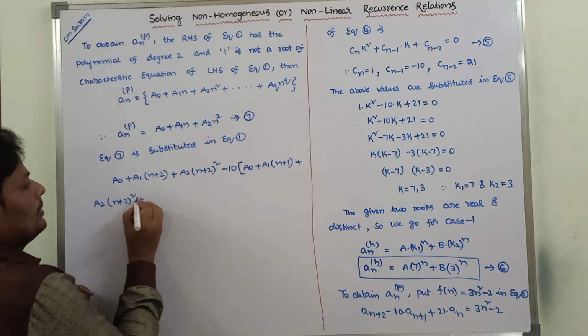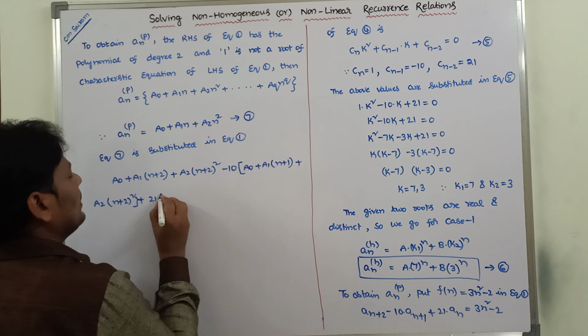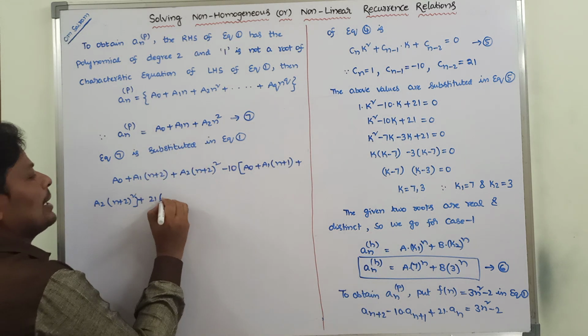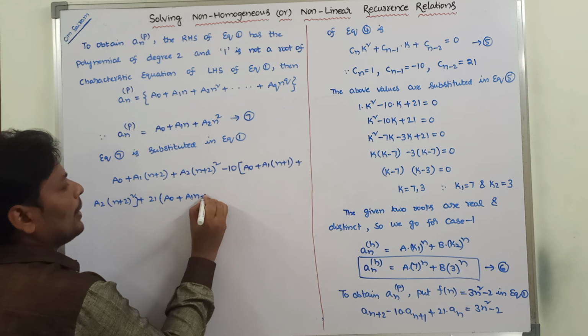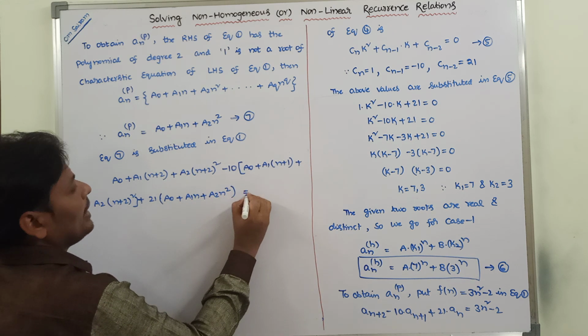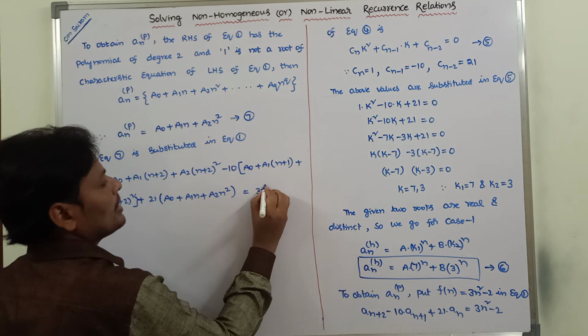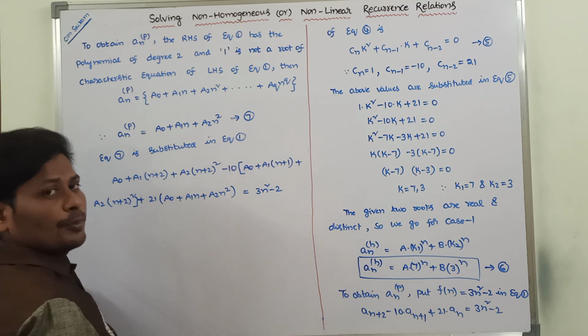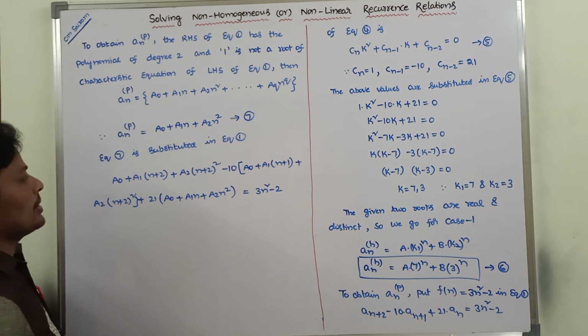Next, plus 21 into a suffix n. So what is a suffix n? This value: a0 plus a1 n plus a2 n square is equal to 3n square minus 2. Okay. Now we have to simplify that equation.